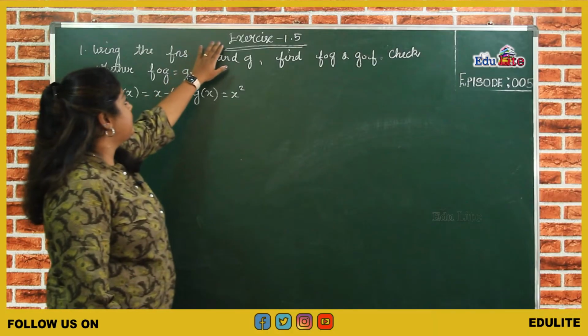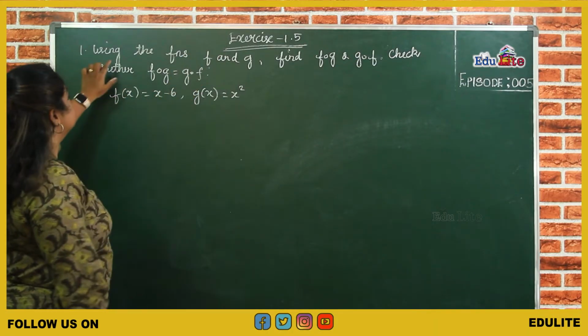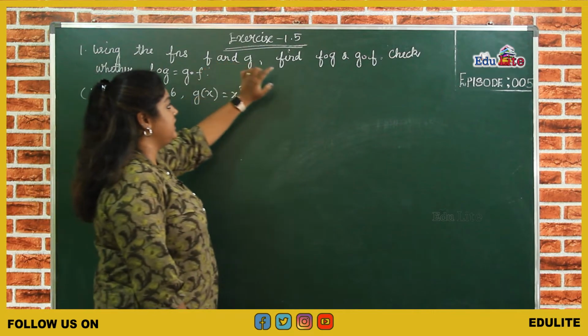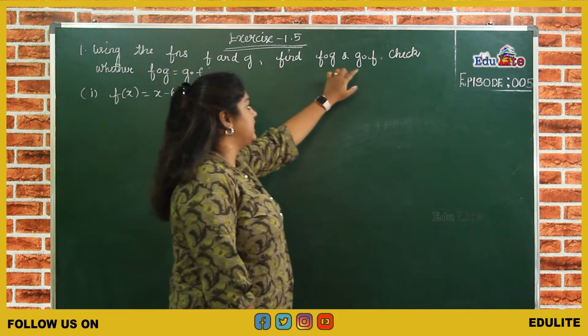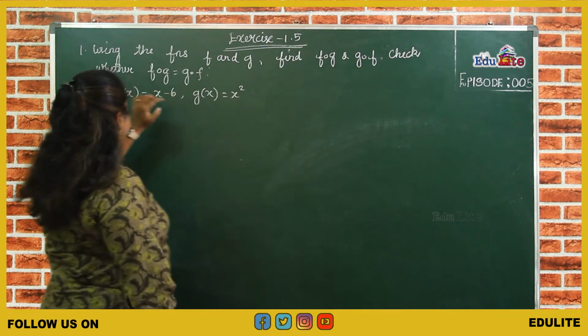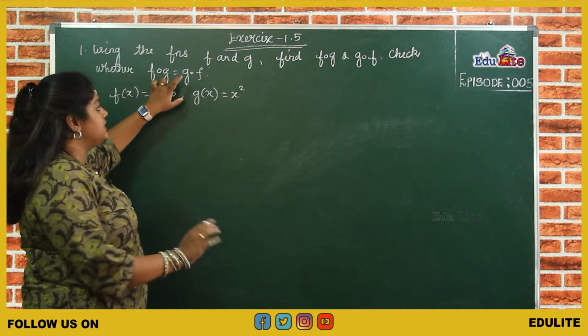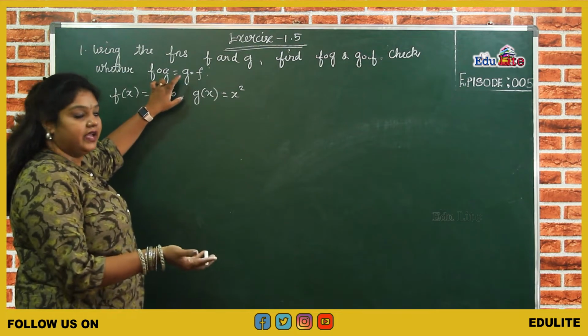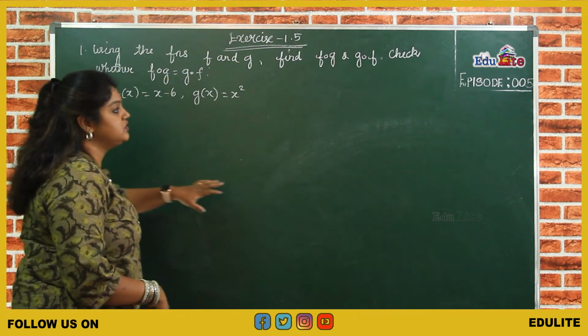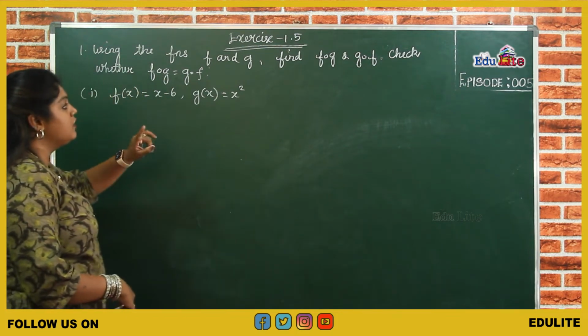In exercise 1.5, the first problem is using the functions f and g, we have to find f composite g and g composite f, and also we should check whether f composite g and g composite f are equal. In general, it may not be equal. In a few cases, it may become equal. We have to check for the following questions. We will do one by one.